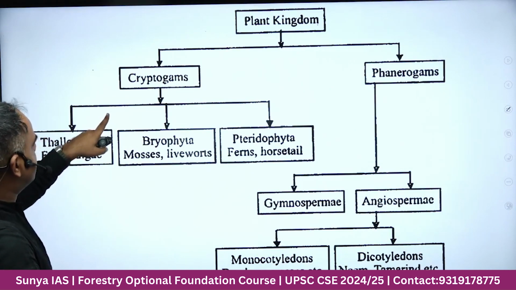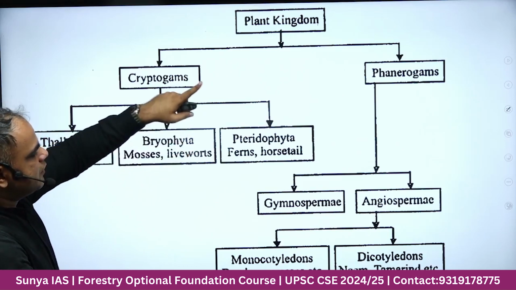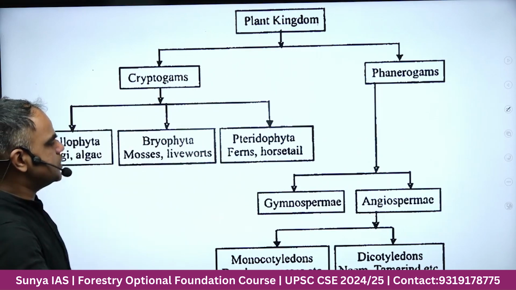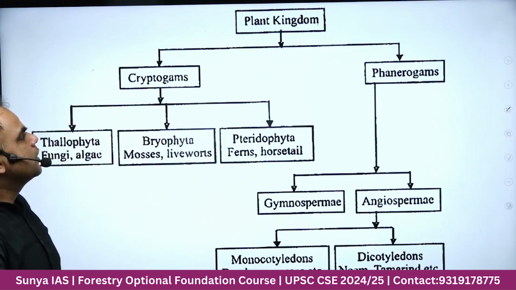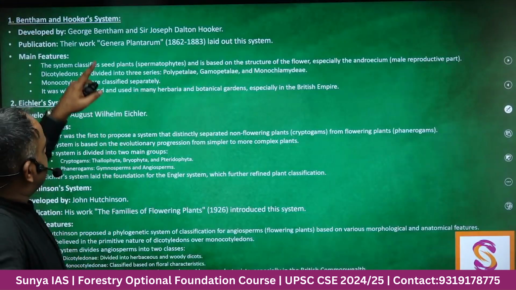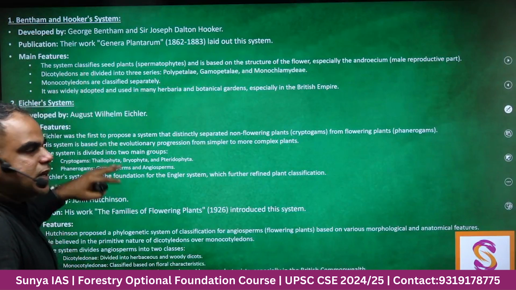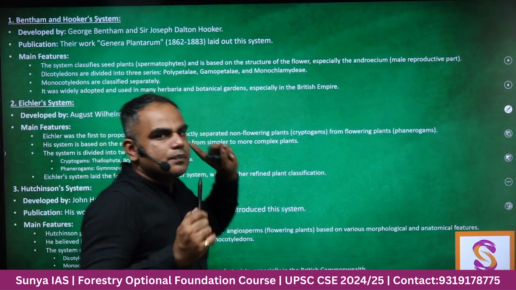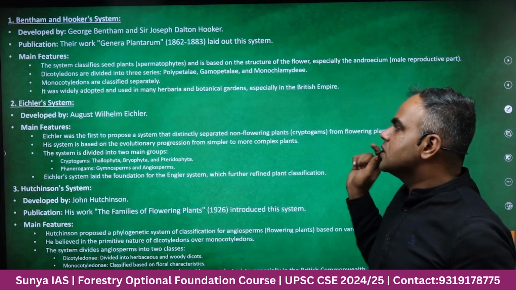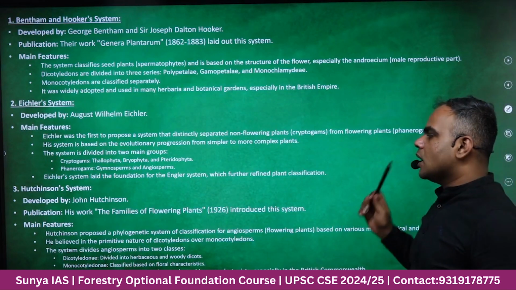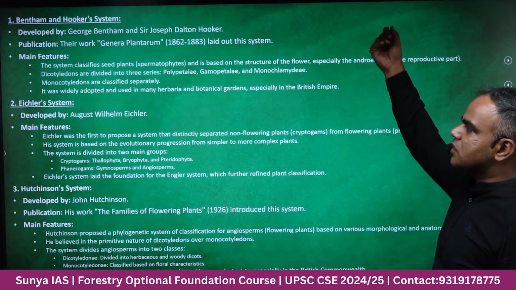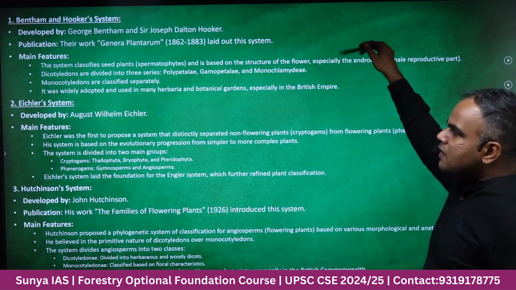This also we've understood: cryptogams, thallophytes, bryophytes, pteridophytes, phanerogams into angiosperms and gymnosperms, and angiosperms into monocots and dicots. Okay, now this we will also understand through a difference between these 3 systems. So one is the Bentham and Hooker system, second is the Engler system, and third is the Hutchinson system. Okay, now what has happened here? So basically just remember the main features of all the 3.